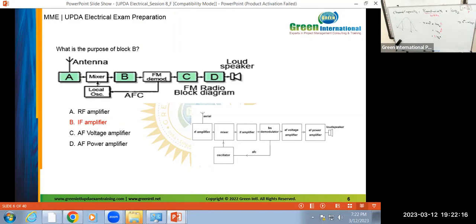Here we have a question especially for block B. So you may have a question for block A. Block A represents like this. That's why you need to learn the answers for all the other things.